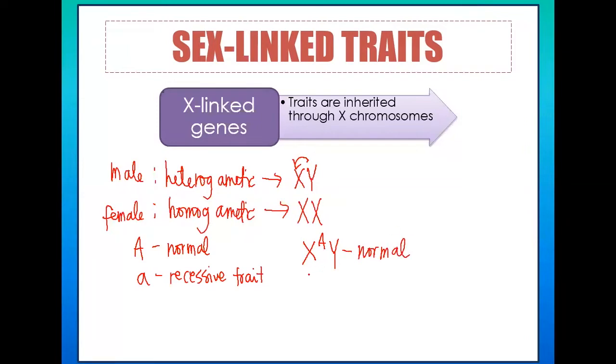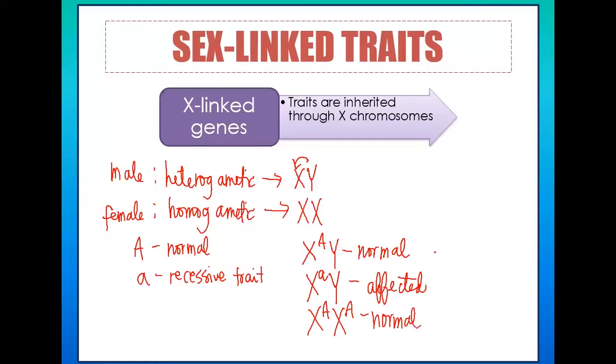Okay, now for a male organism to be affected by a certain recessive trait, the genotype must be X raised to small letter a and Y. So this is an affected organism. Okay, now for female, a normal female should have this genotype, X raised to capital A, X raised to capital A. So this is automatically normal.